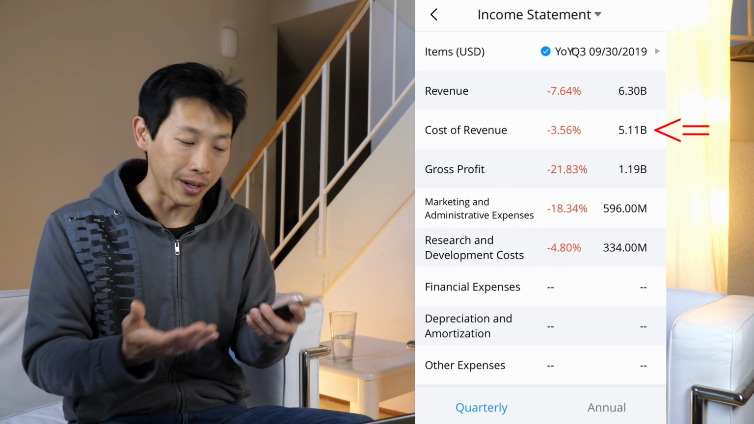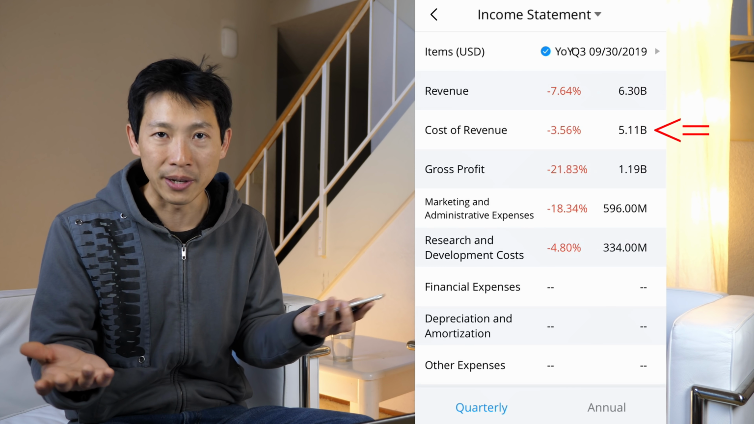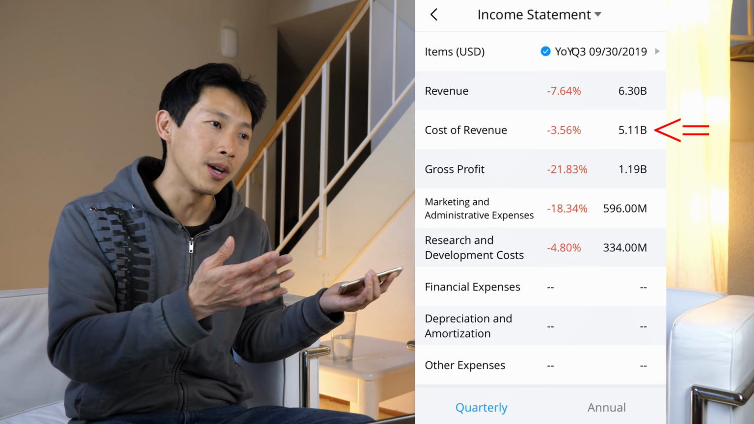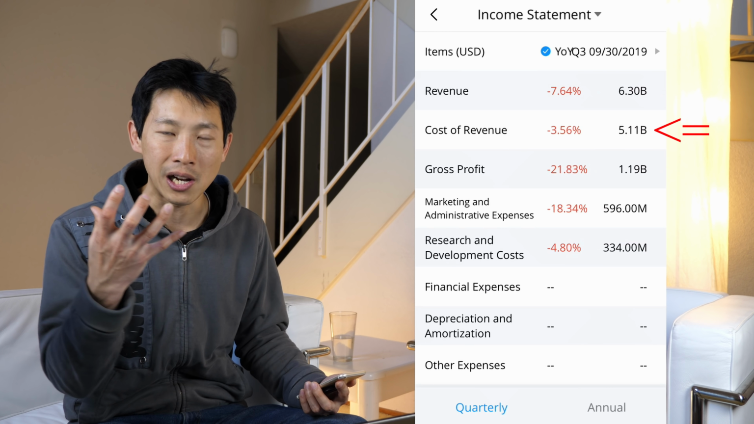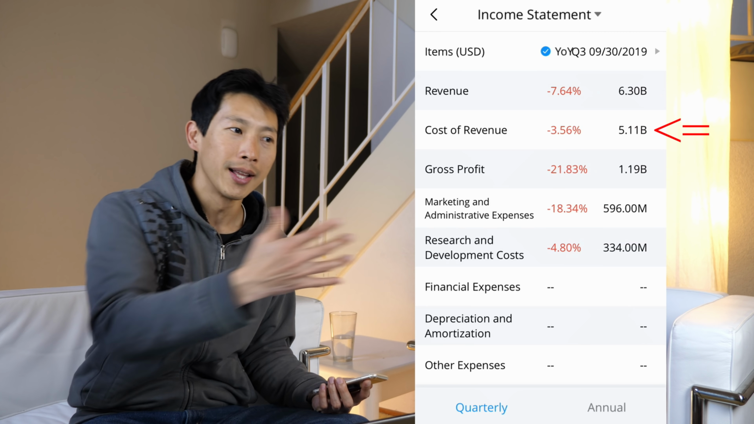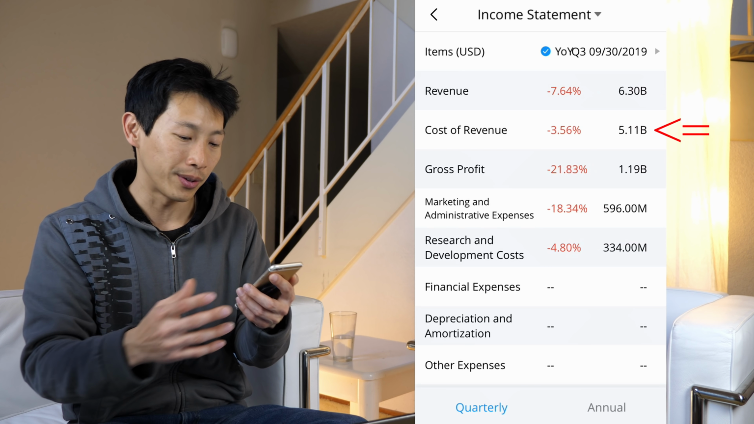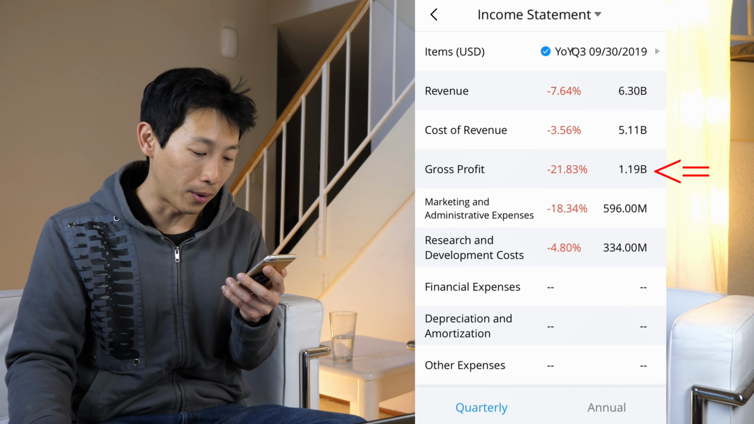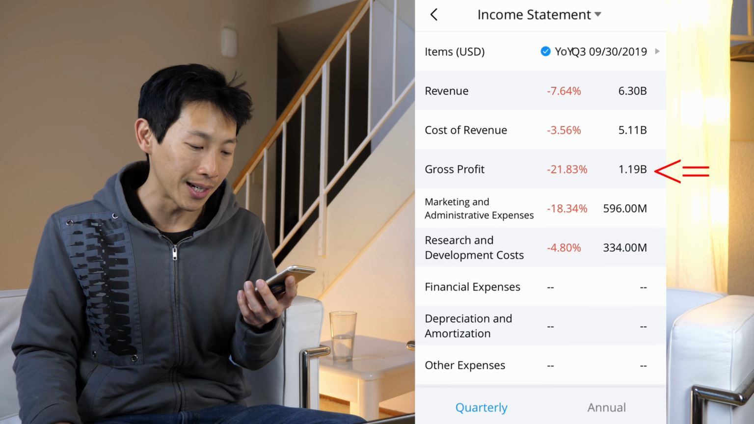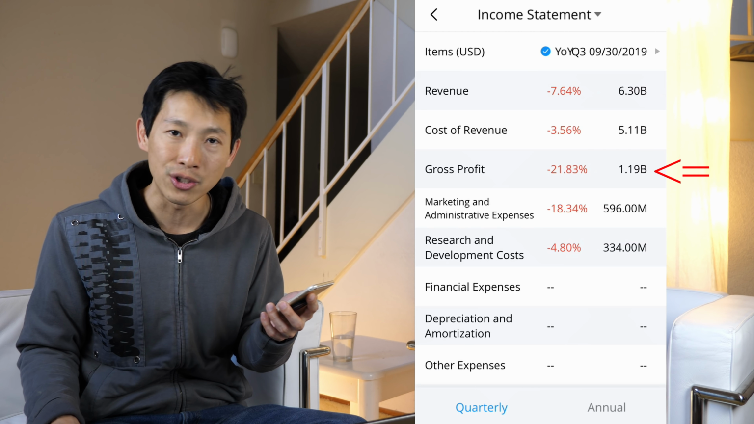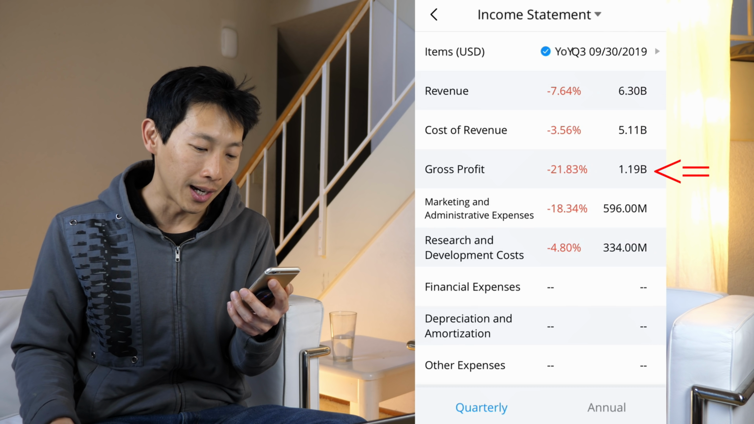The cost of the revenue, they have to buy the materials, they have to buy the machinery, they have to rent the factory and stuff. So how much does it cost them in order to produce these products so that they can get the revenue? And then you got the gross profit, which is 1.19 billion. This is the surprise for everyone, and this is the reason why it jumped up like 28% in just 2 days.